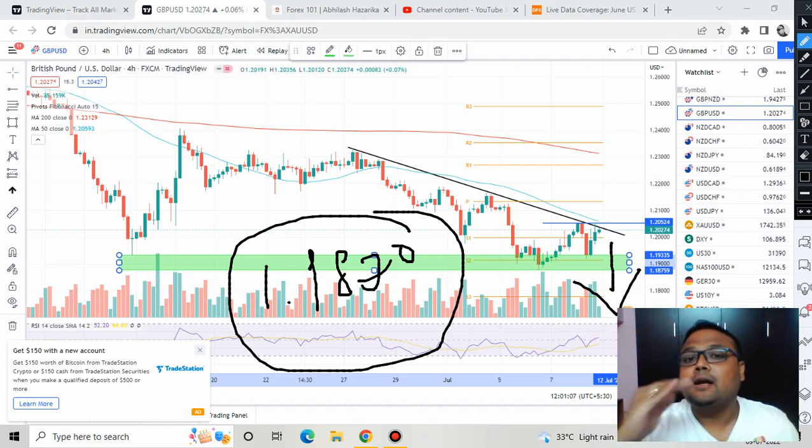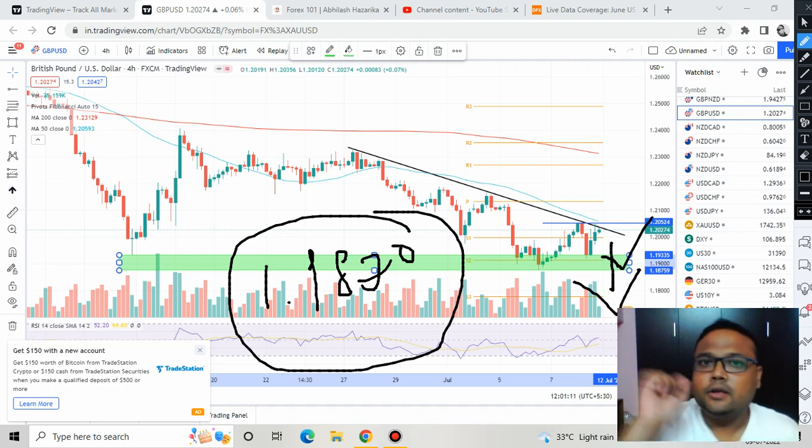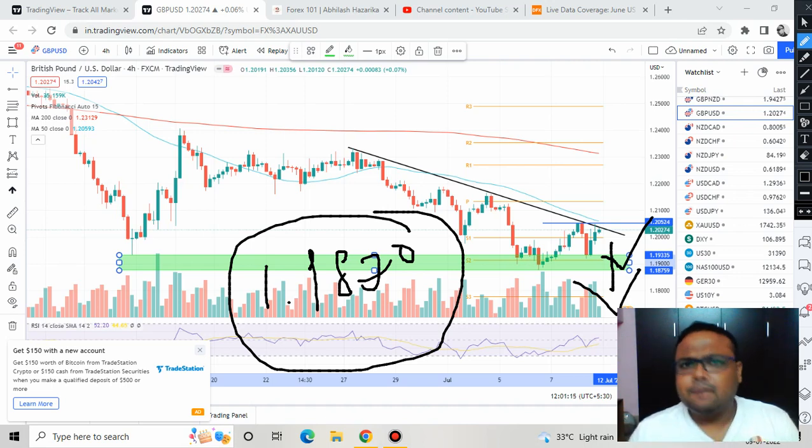Whenever the market comes down to the support here and tries to bounce from here, you should take a buy position. Do not expect a complete trend reversal, but at least you can expect a profit of 30, 40, 50 pips as long as the market is maintaining or holding the support level.